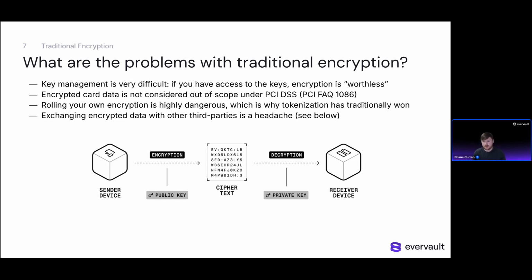The other piece with traditional encryption, and I'm talking specifically about the other form of encryption here, which is asymmetric cryptography or public key cryptography, is that exchanging encrypted data with third parties is a major headache. With symmetric encryption, like I mentioned, you're splitting the piece of sensitive data between the ciphertext and a sensitive private key. Whereas in public key encryption, there are three components. There's the encrypted data itself. There's a public key that is designed to be obviously public, and that can only be used to encrypt data with.